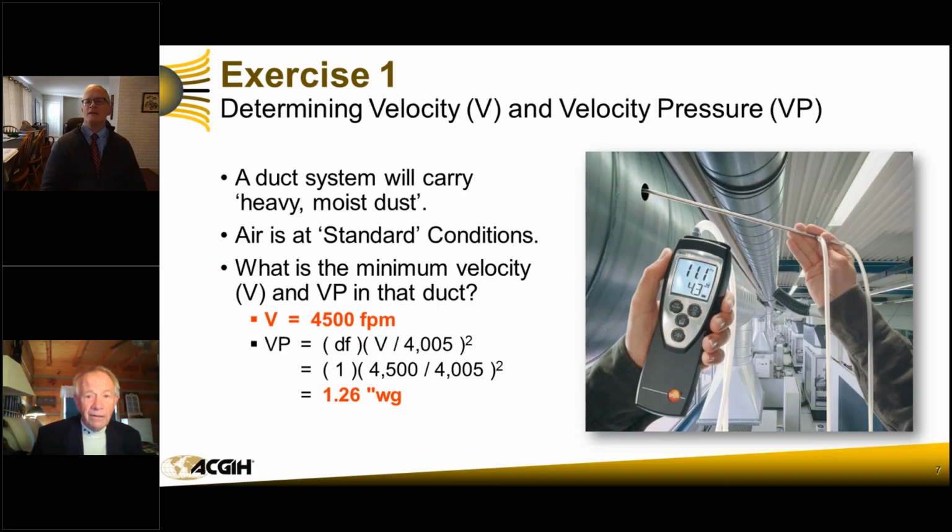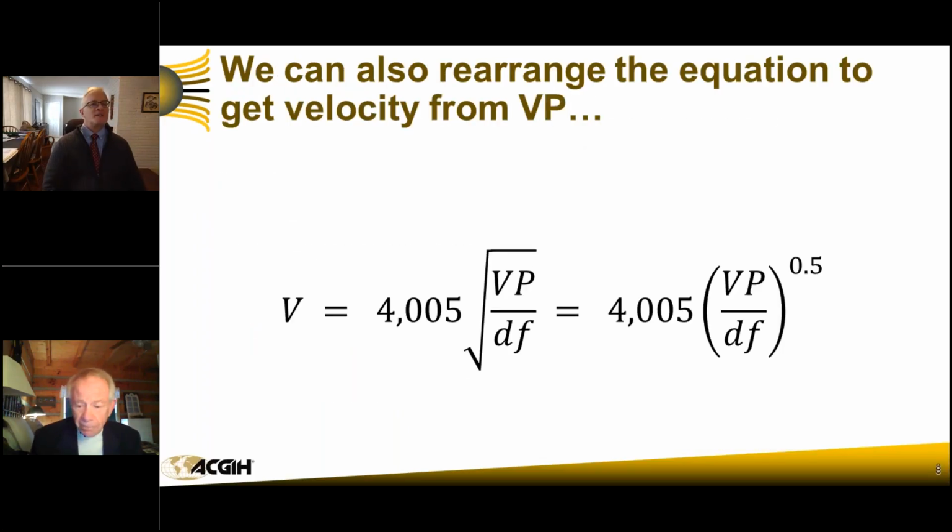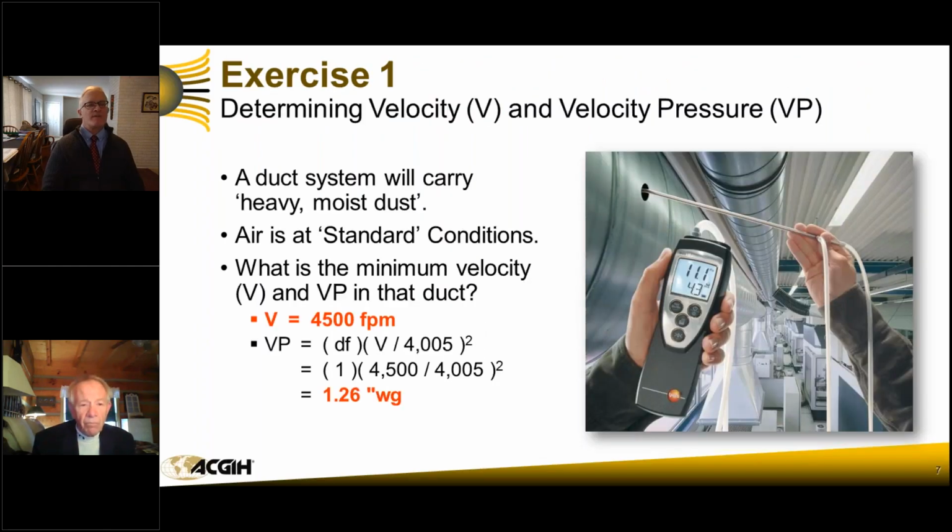Hey, John, just a quick note to add on that last slide with regard to using 4,500 feet a minute as a minimum duct transport velocity. One should realize that for some heavy moist dust, you may well need a velocity exceeding 4,500 feet a minute. That's certainly the minimum, but you may need velocities upwards of 5,000, 6,000, 7,000 feet a minute to keep the material entrained.